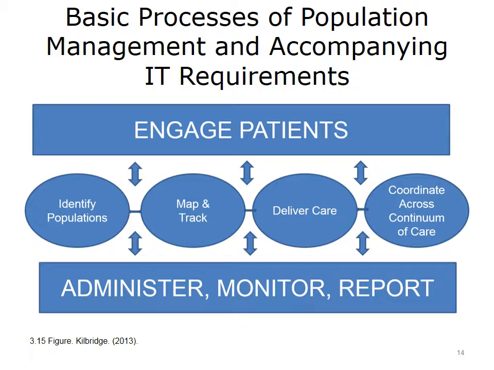Identifying populations is a key process that can be supported by population health IT. Identifying populations of patients with chronic disease, or identifying populations who are over a specific age and require certain preventive care, or are under a specific age and require immunizations and vaccinations, can be very much enabled by population health IT, mapping and tracking patients over time.